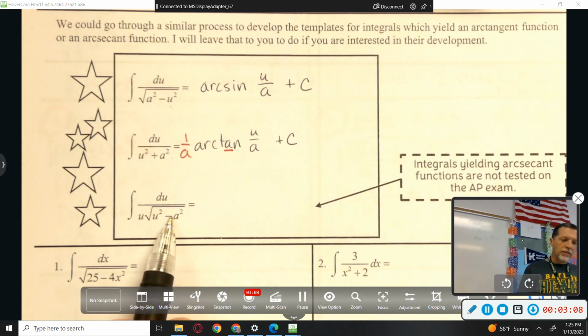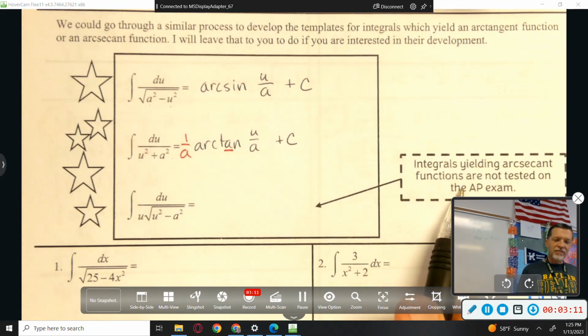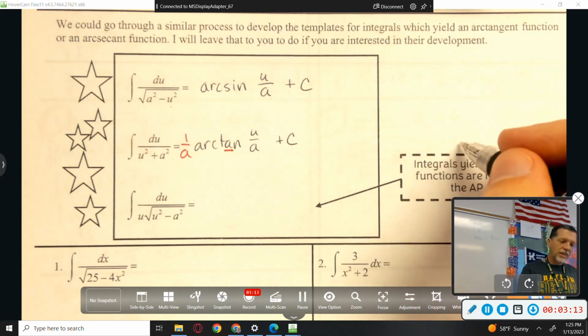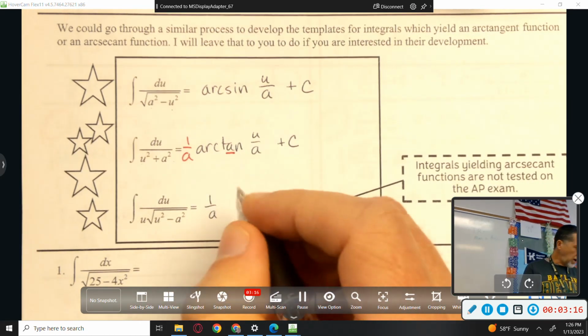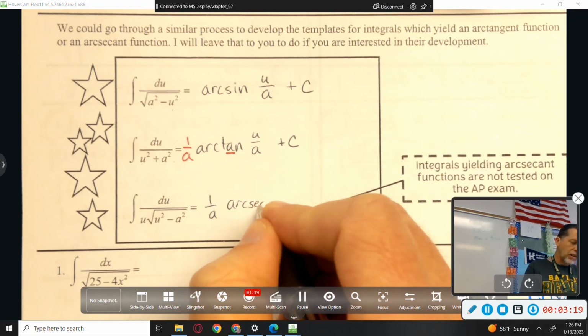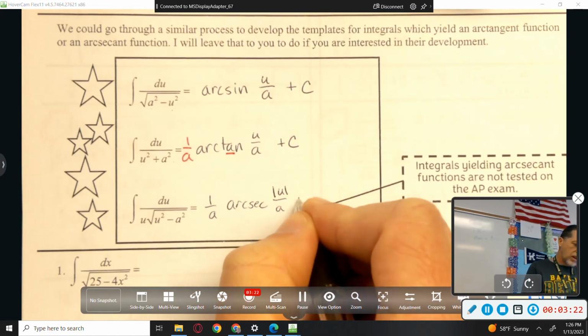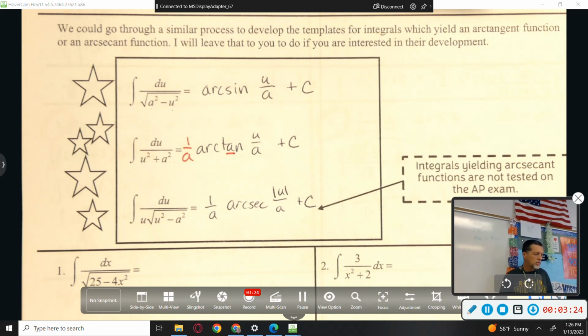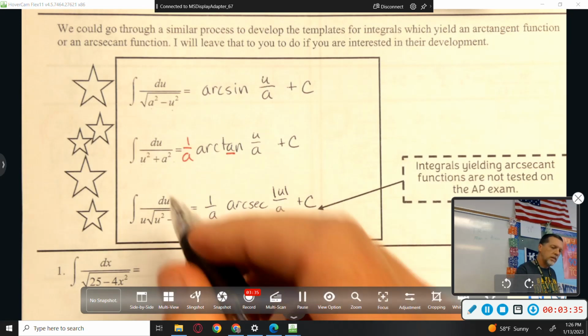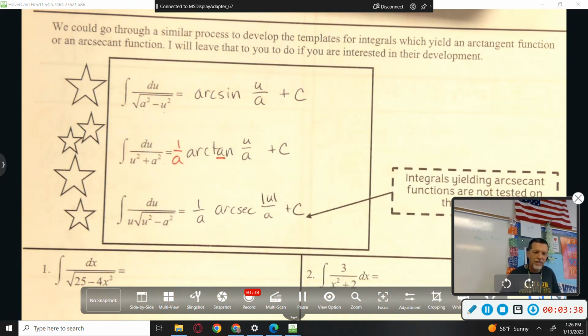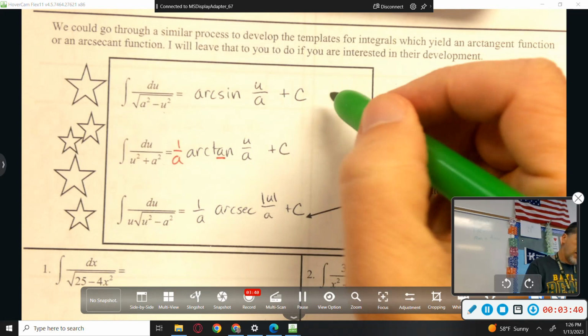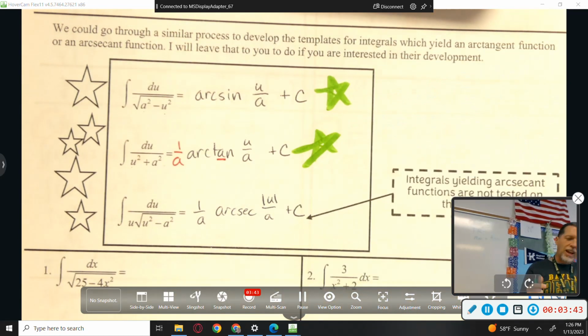Arcsecant, but before we even write it, integrals yielding arcsecant functions are not tested on the AP exam. Yay. So we'll write it down, but probably not going to use it. In fact, none of the examples will have it. So kind of gray that one out. That one's not as important. I need to double check. You can ask me that on Monday. You mean Tuesday? Tuesday, yeah.